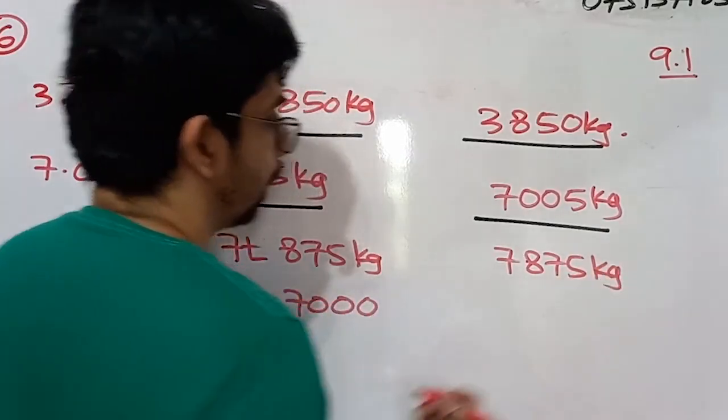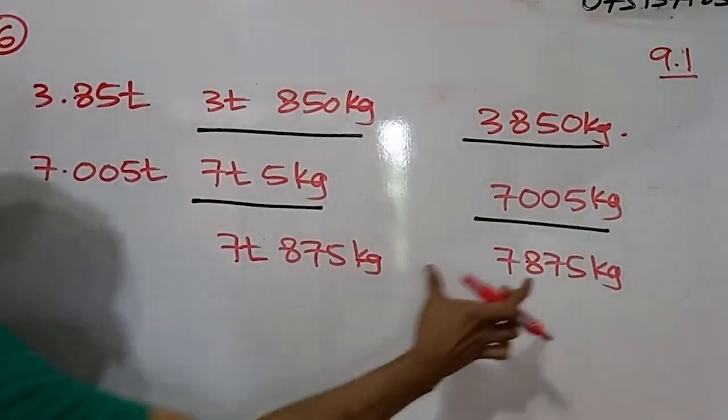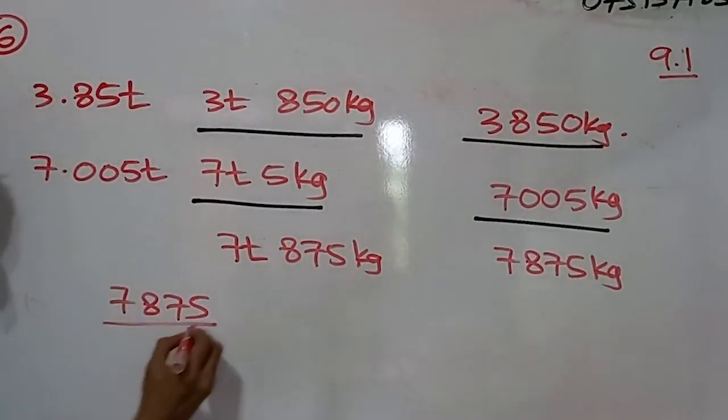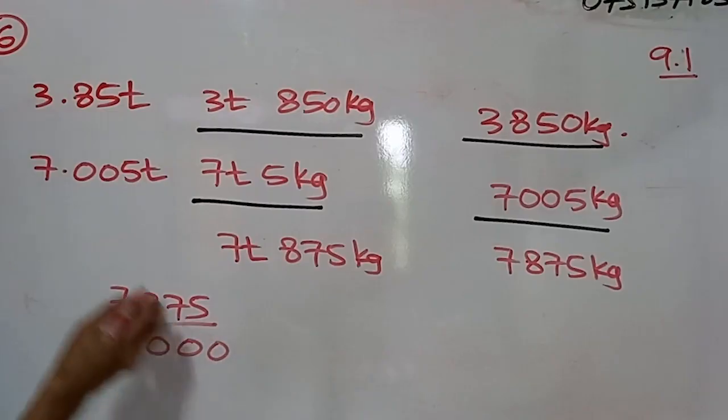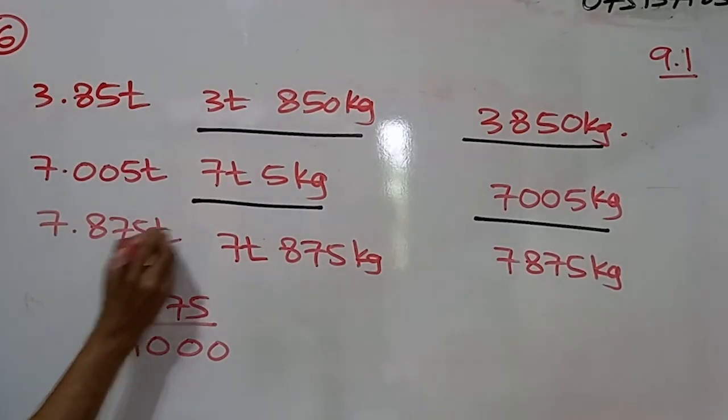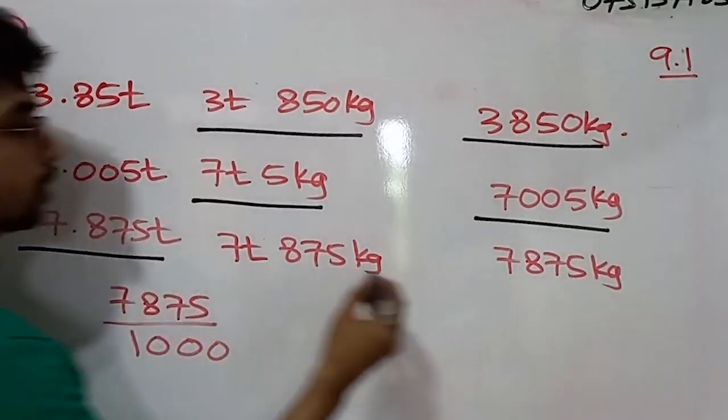7875 kilograms. Here what do we have to do? Divide this by what? 1000. So 7875, when we divide it by 1000, what happens? The answer will be 7.875 tons. So these are the answers.